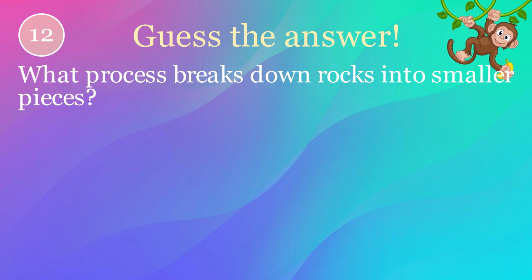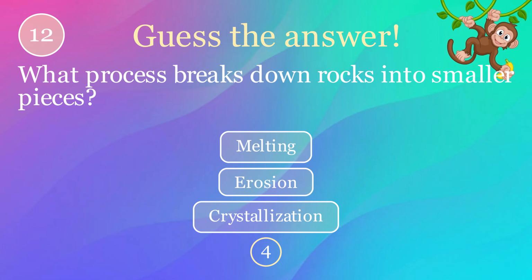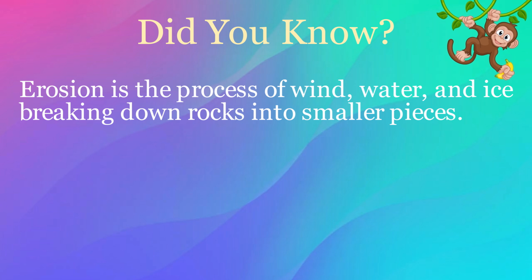What process breaks down rocks into smaller pieces? Melting, erosion, crystallization. The correct answer is erosion. Here's an interesting fact: erosion is the process of wind, water, and ice breaking down rocks into smaller pieces.